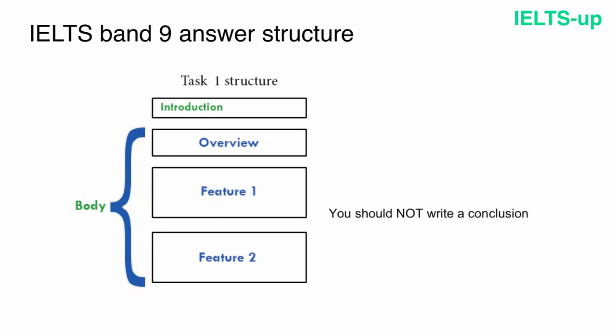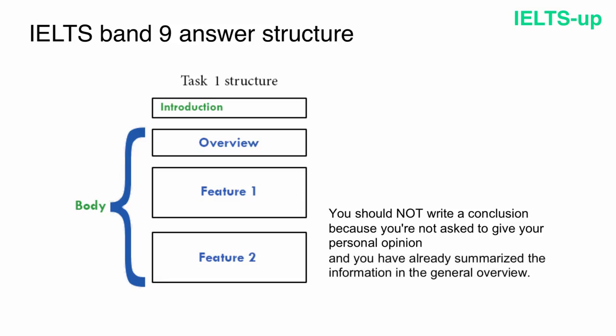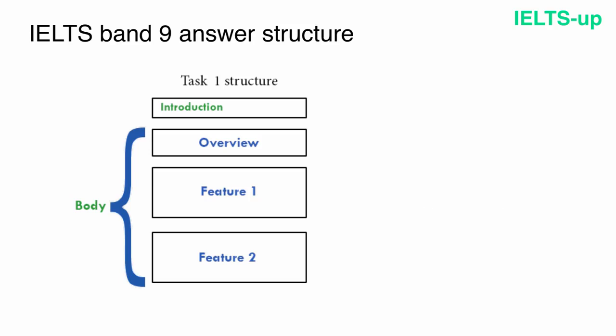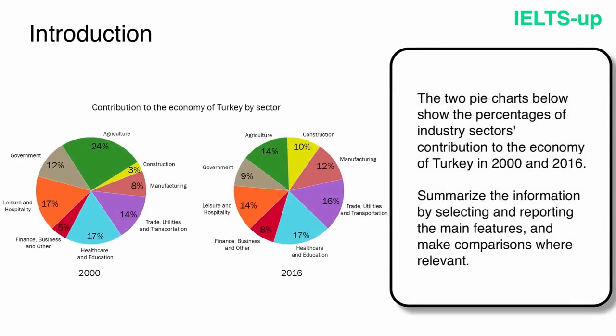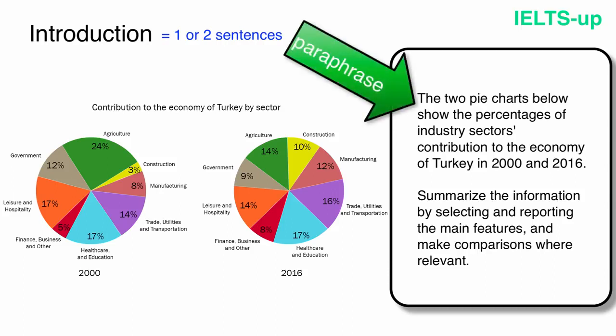You should not write a conclusion in task 1 because you are not asked to give your personal opinion, and you have already summarized the information in the general overview. Excellent! Now you know the answering strategy, so let's start writing our Band 9 answer. As you remember, our first paragraph is an introduction. The introduction is 1 or 2 sentences where you simply paraphrase the information from your question.